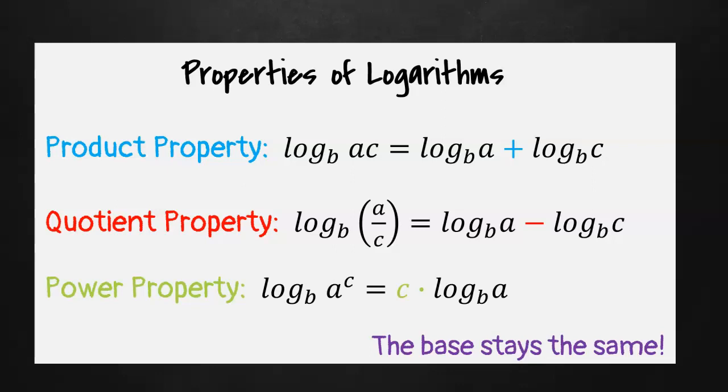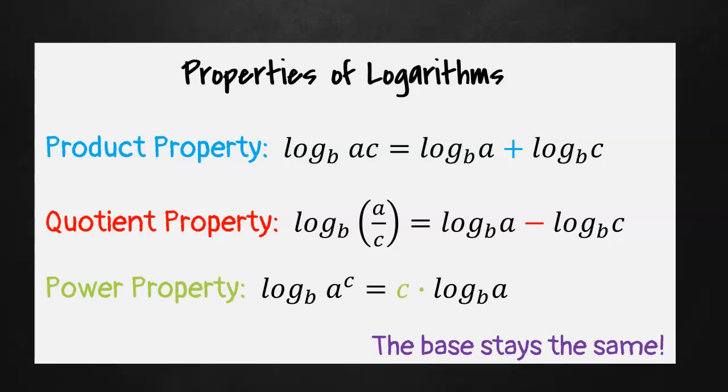When I think about the power property, I've got the log of a base, and in my argument, I have, let's say, a variable, or I might have a number, and it's raised to a power. So that exponent, when I move it to the front, is going to be a constant multiplied by the logarithm, and the argument is going to stay as that a, which could, again, be a variable, could be a number.